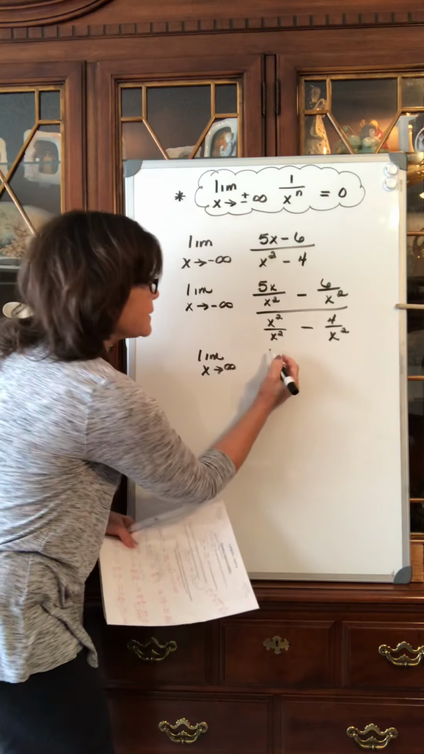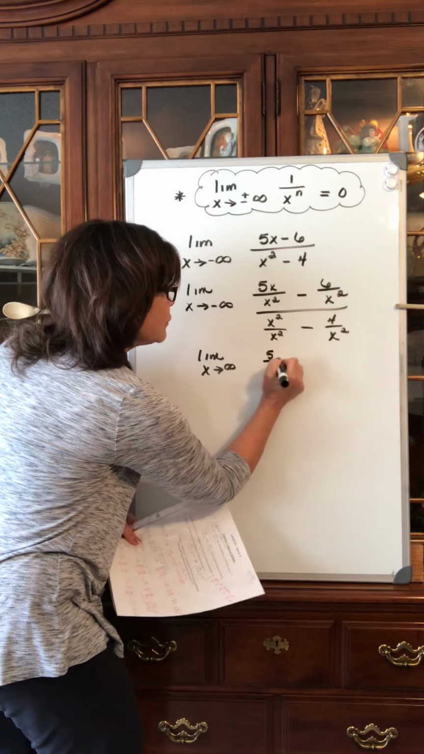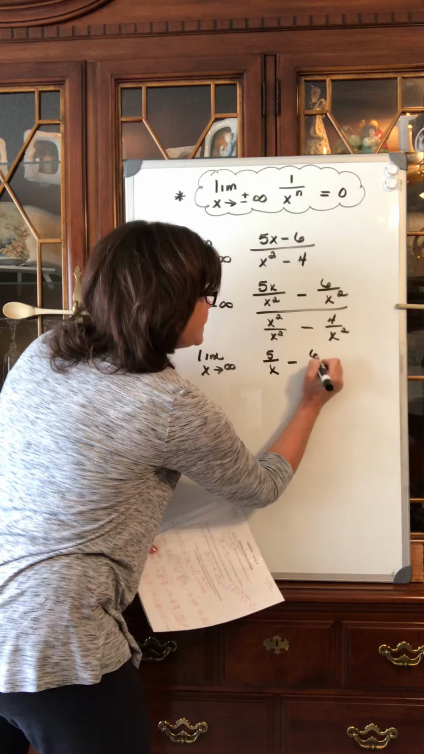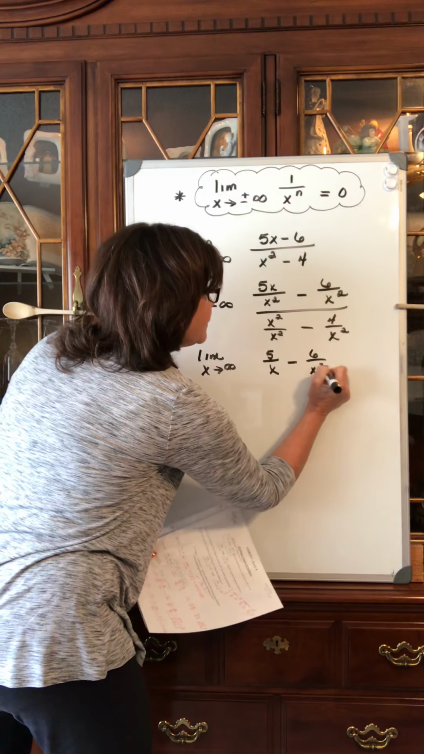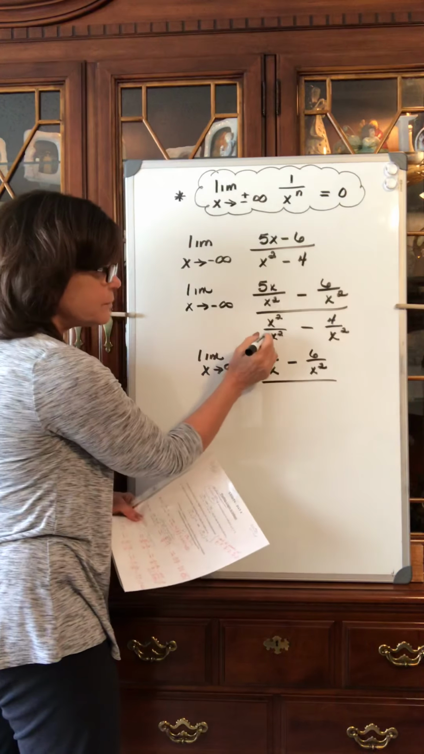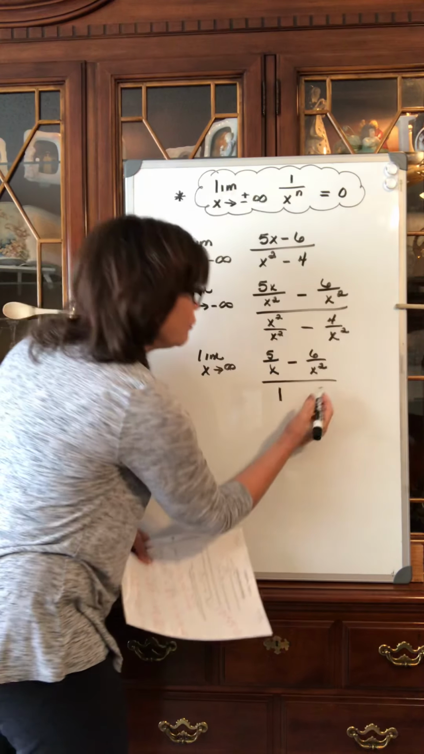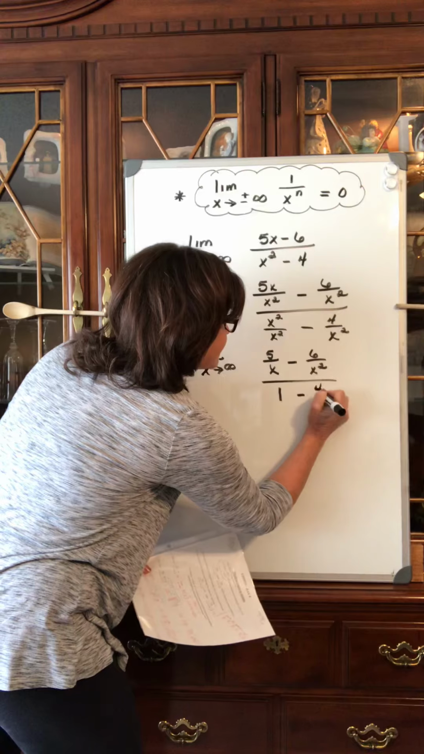5x divided by x squared is 5 over x. 6 over x squared doesn't reduce, 6 over x squared. x squared divided by x squared reduces to be 1. 4 over x squared doesn't reduce.